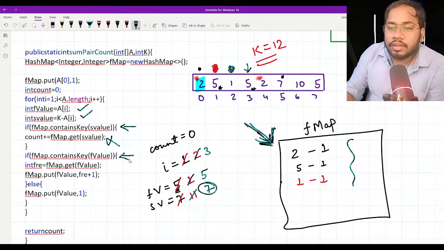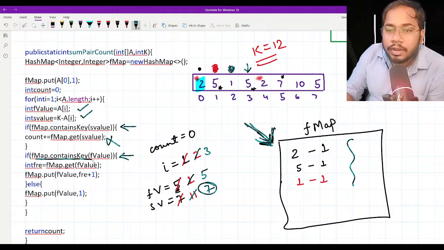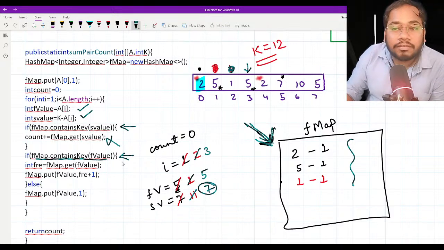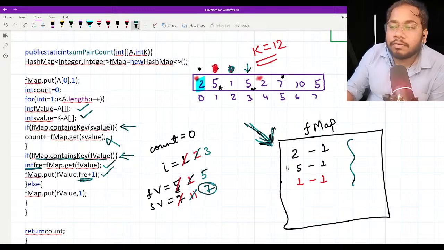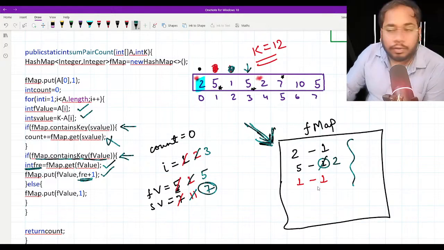Go to this if. Check, is the first value already present in the hash map? See this line. Yes, that is present. So get the current frequency, increment it with 1 and put it. So this line will work, and this frequency will change to 2.